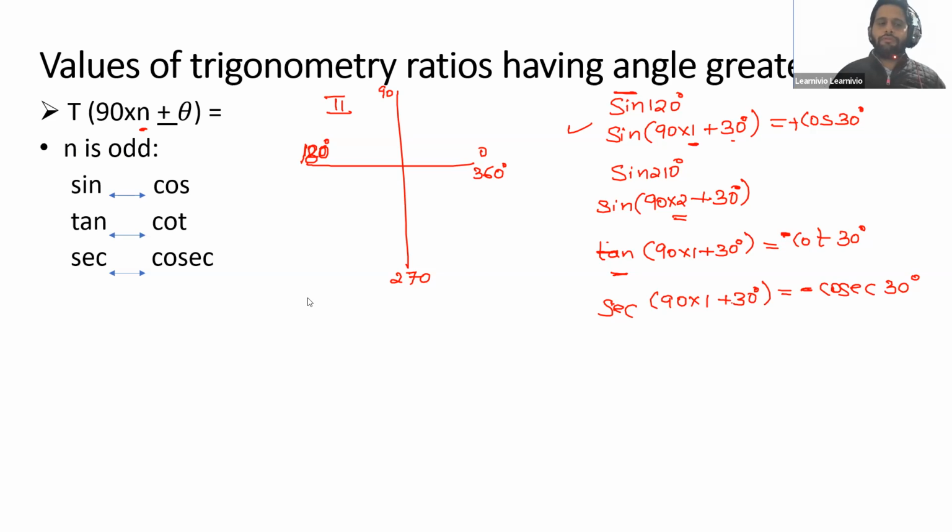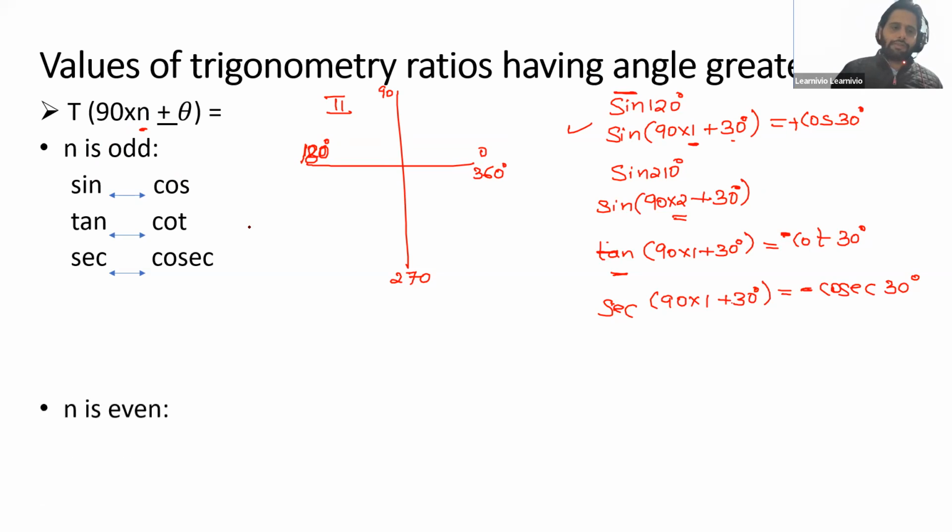Okay. So this is the first case where n is odd. So what we need to do, first of all, we will write the question in this form. We will check n is odd, then sine will change to cos. And finally, we will put a sign that depends on the angle and on the original ratio. Original ratio will decide the sign.